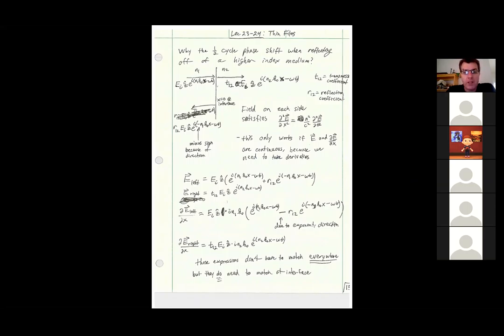There's some transmitted light, and that transmitted light has a different k value up there. It's n2 k naught x minus omega t. And it has a transmission coefficient. We don't yet know what that is. We just know that whatever the amplitude of this is, the amplitude of the transmitted wave will be this amplitude multiplied by a transmission coefficient. All right, and we're going to figure that out.